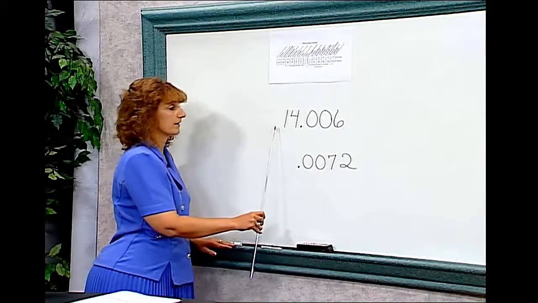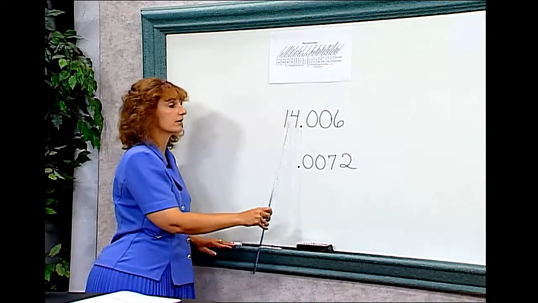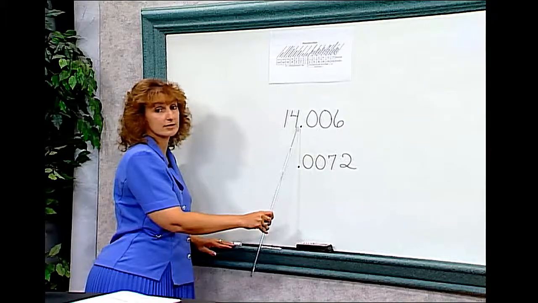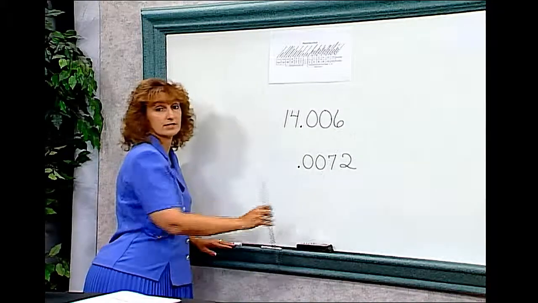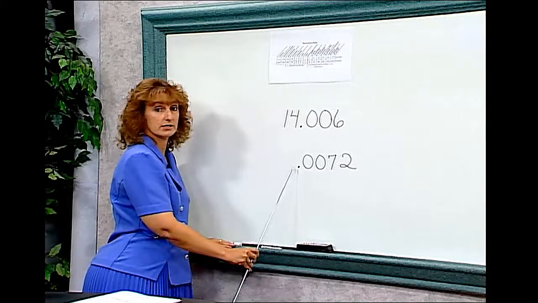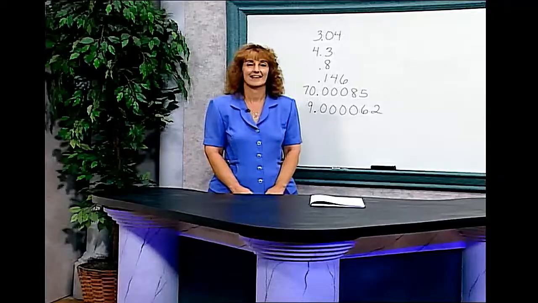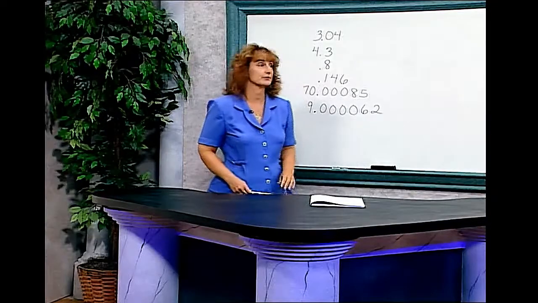So remember, if there is a whole number before the decimal point, read the whole number, use the word and to read the decimal, and then read your decimal part. When there is no whole number, there is no need to read the word and, just read the decimal part. Let's look at some more examples.